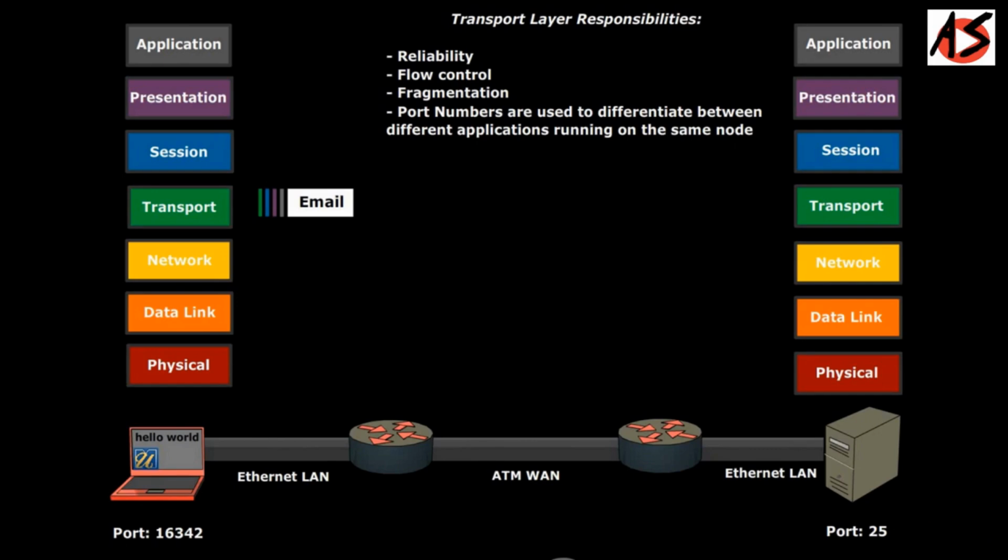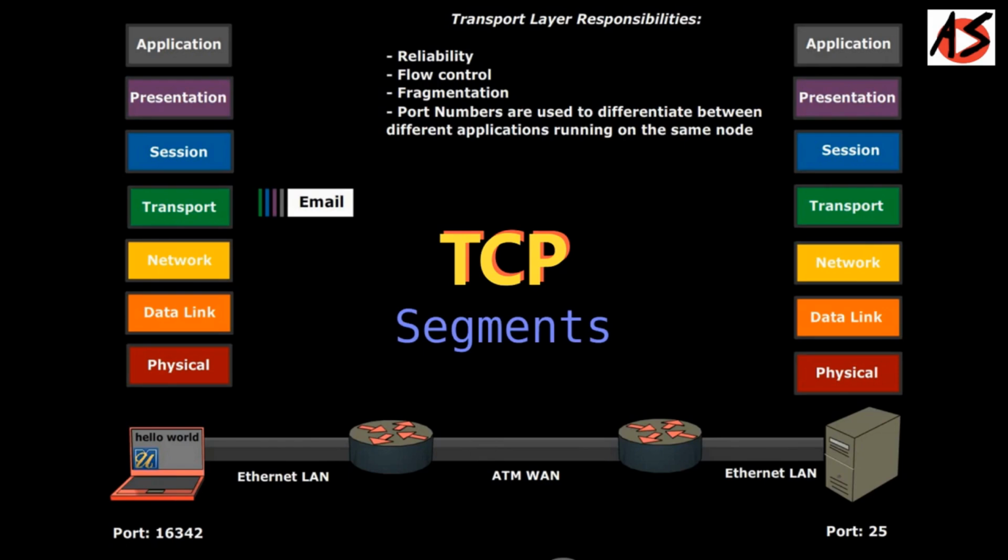Here, we are using the TCP protocol at the transport layer, which is responsible for breaking down your data into smaller chunks, called segments. These segments will be reassembled by the TCP protocol at the receiver end. All this information gets added in the header in the transport layer, along with the source and destination port numbers.